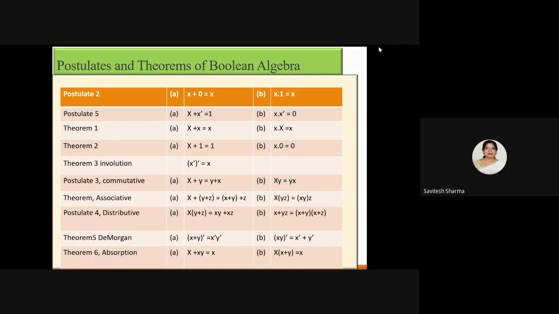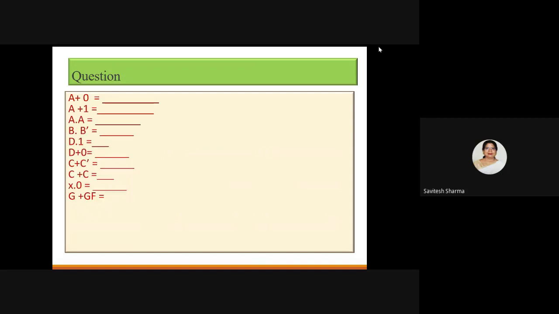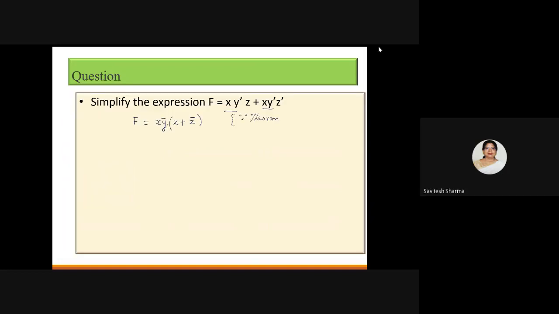This is the theorem called associative. Okay, so I am taking common, so I am using the associative theorem. I will write that as per the associative theorem. You can write x y plus x z equal to x (y plus z). So you took x common here. This is the associative theorem.